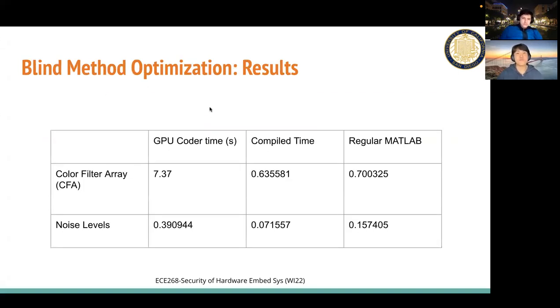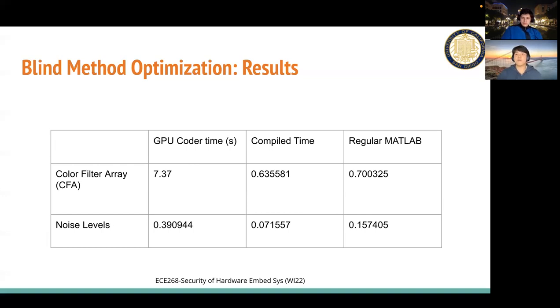Here are the results from optimization. For the CFA, we got a really long time of 7 seconds after the GPU code was compiled into CUDA. This could be due to the code actually running in the CPU instead. However, we have it in CUDA, and it will be a lot faster when properly configured in the GPU setting. For the noise levels, we got a time of 0.4, which is still considerably higher than the compiled and regular MATLAB time. For the compiled time, it's lower than the MATLAB code, as well as it was half the time for noise levels.